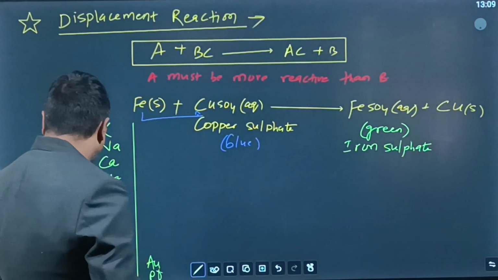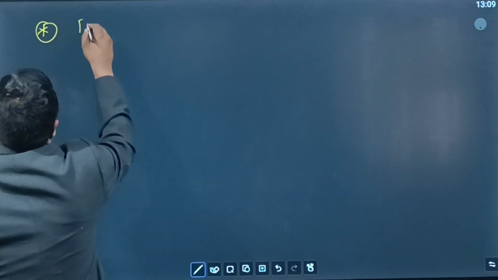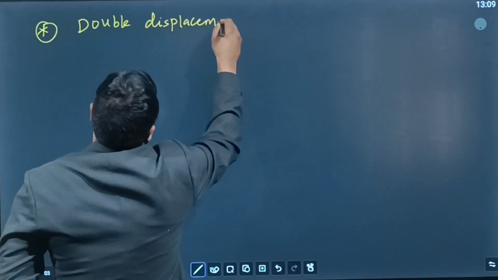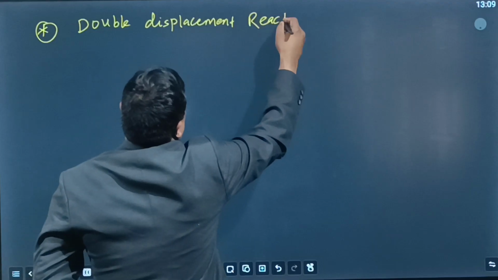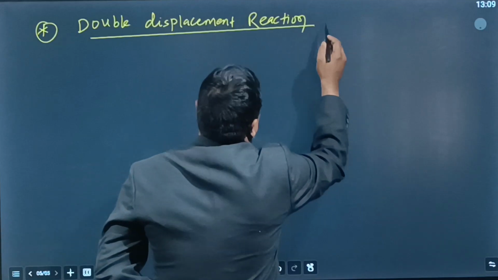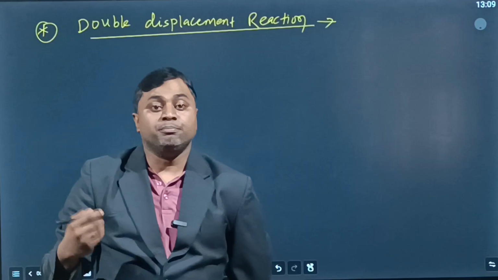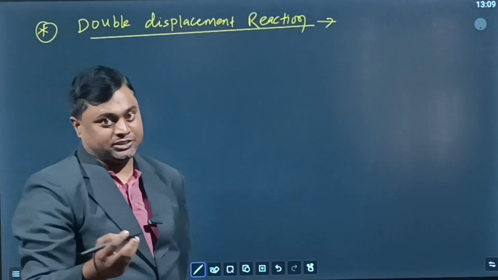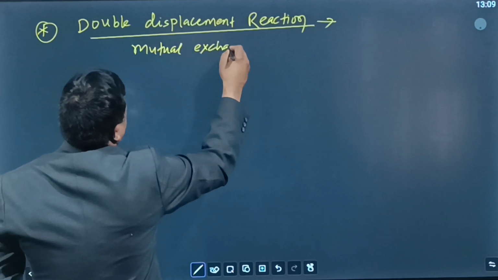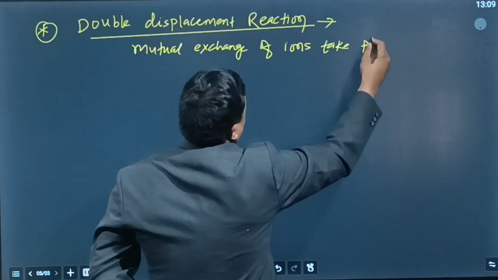Let's discuss the double displacement reaction, children. When we talk about a double displacement reaction, we can define that it is a type of reaction in which mutual exchange of ions takes place.